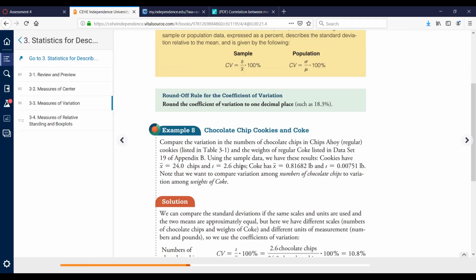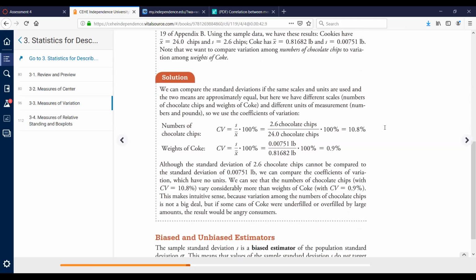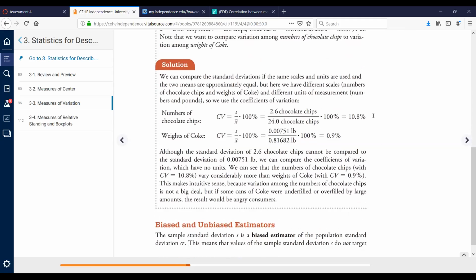For the number of chocolate chips, the standard deviation was 2.6. The mean was 24. Multiply that by 100%, and so the coefficient of variation is 10.8%. Fairly straightforward. We haven't talked about the weights of Coke cans, at least not too much.